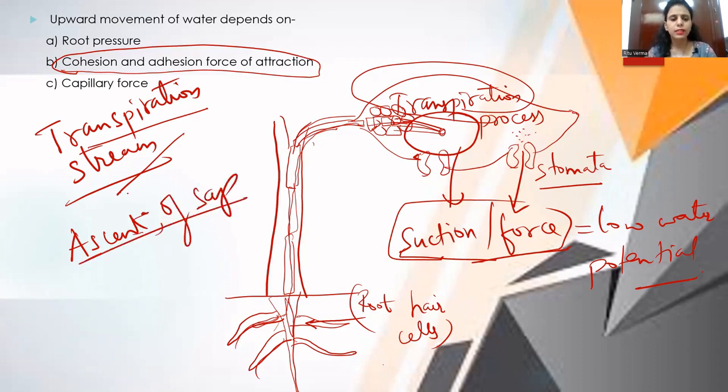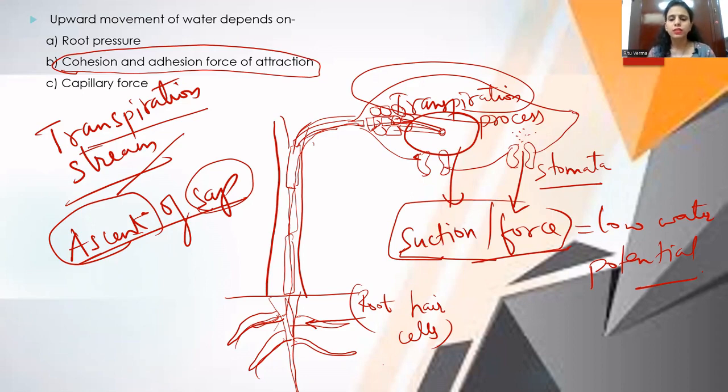The meaning of the term ascent is moving ahead or moving forward, and sap is actually the liquid present inside the cells. Like cytoplasm is also a kind of sap, cell sap. This water is actually present inside the xylem vessels. Xylem vessels are dead cells. So ascent of sap means moving ahead of this sap. Sap means any liquid present inside the cell.